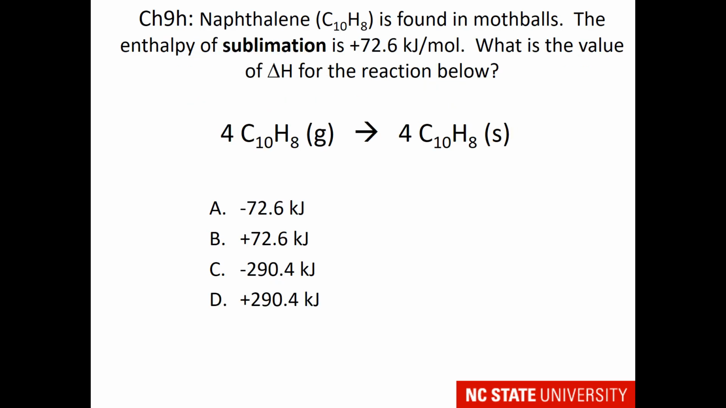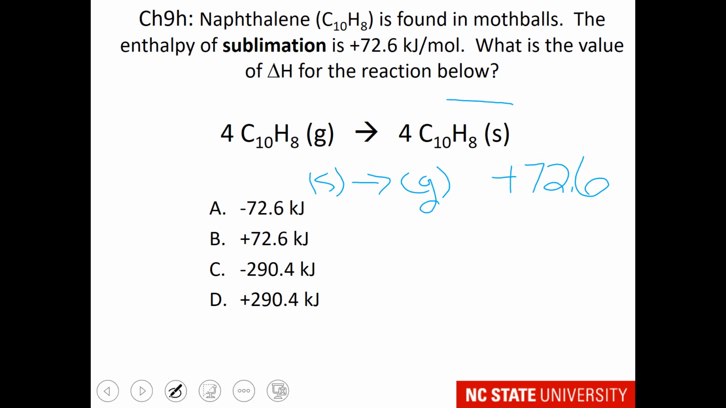I'm sure you know this lovely question. It's actually a Hess's law question for those of you who have had prior chemistry. We don't explicitly talk about Hess's law in Chem 101, but we set up the stage so that you'll certainly understand it if you go to Chem 201. So this question gives us sublimation, which is a solid going to gas, as being plus 72.6. And it wants to know the enthalpy for this reaction, which is gas to solid, so it's reversed, and also has greater amounts.